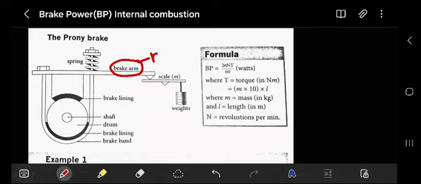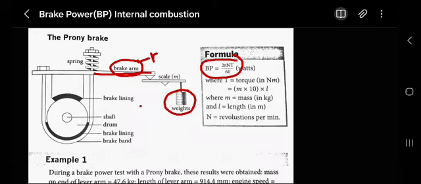Alright, we've been given the drum, as you can see, the lining, and the spring. Here there's a weight given. The lever, you see this is a lever, guys. It's the same as what? As the radius. Okay, to calculate the power, here is the formula. The torque, here it is. The weight, the length, all of that gives the torque.